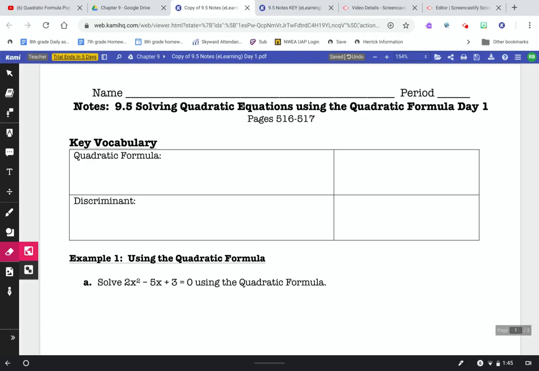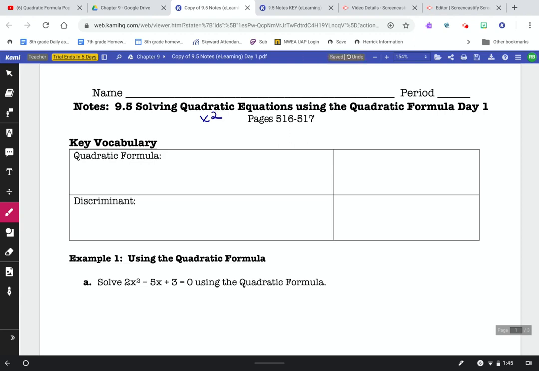9.5, solving quadratic equations using the quadratic formula. So the quadratic formula is the last method I'm going to teach you on how you can solve a quadratic equation. And remember, a quadratic equation has an x squared in it.